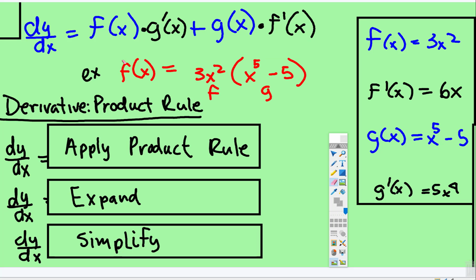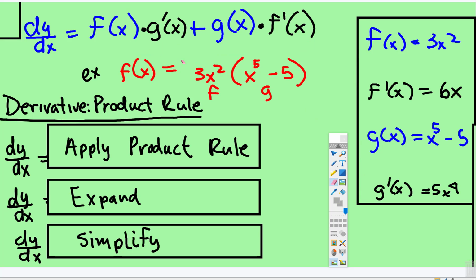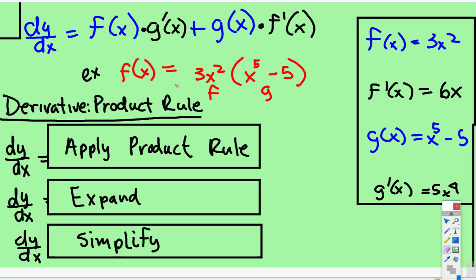Because once you have that identified, then you can take each of these. So this function would get put there, this function there. Then, let me change colors. Then this function goes there, this function goes there, and then it's just you doing some basic multiplication. So here's the function. Let's apply the rule.